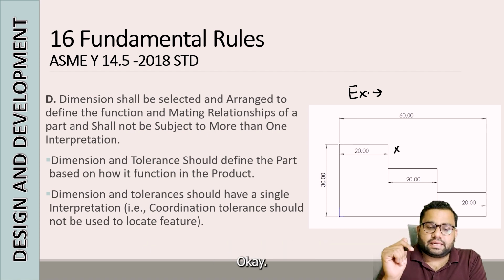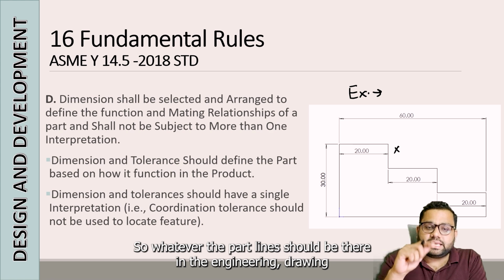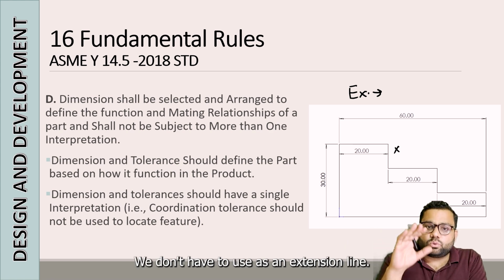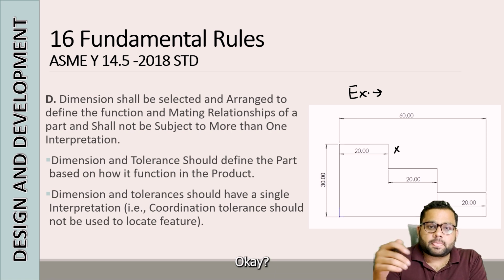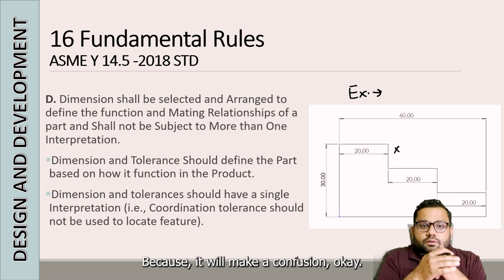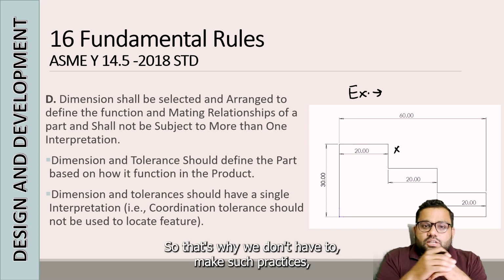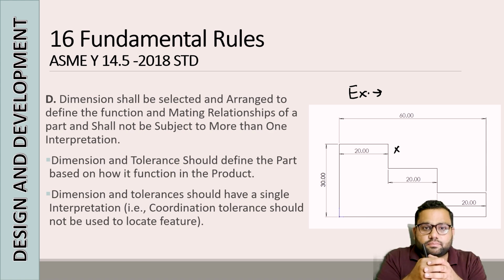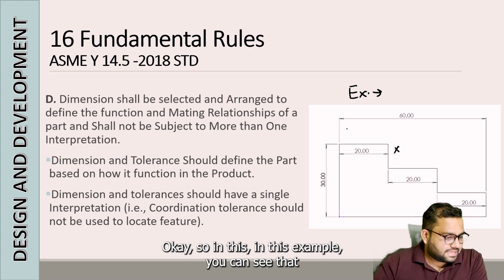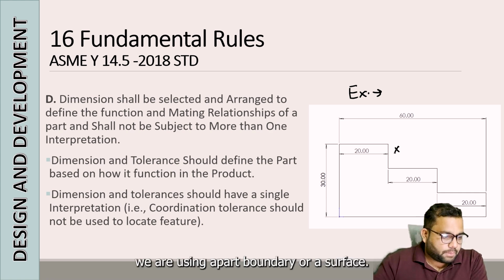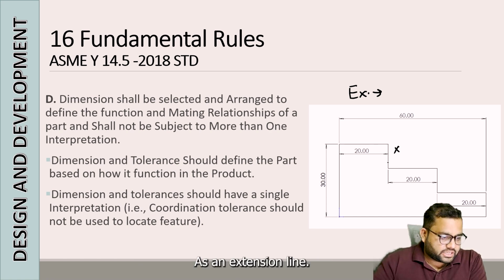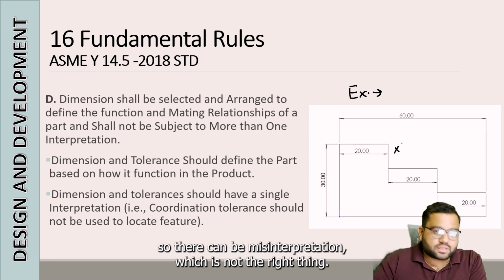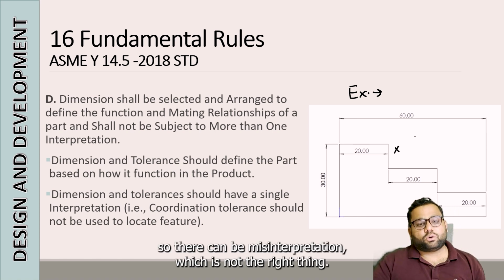Whatever the part lines are in the engineering drawing, we don't have to use them as an extension line, because it will make confusion for the machinist. So we don't have to follow such practices, which are not worthwhile and cause a lot of confusion. In this example, you can see that we are using a part boundary, or a surface, as an extension line. So there can be misinterpretation, which is not the right thing.